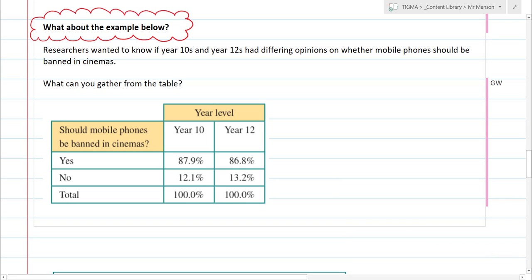Okay, let's hear a suggestion. Do you think there's an association between these variables?